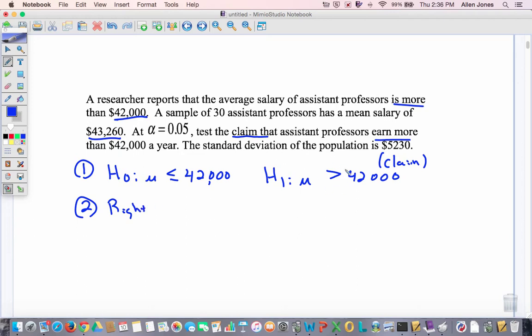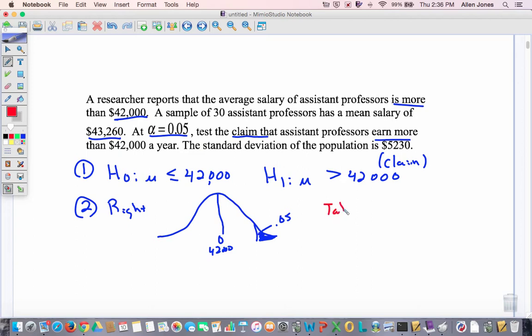In step number 2, we first of all identify this as a right-tailed test because of this inequality right here with the alternative hypothesis. So I'm going to go ahead and sketch my curve, knowing that 0, or 42,000, is in the middle. Right-tailed means I'm going to shade this right-hand side. And remember what I talked about, that shaded area is our alpha. You can see alpha here is 0.05. So the area in the tail of this curve is 0.05.